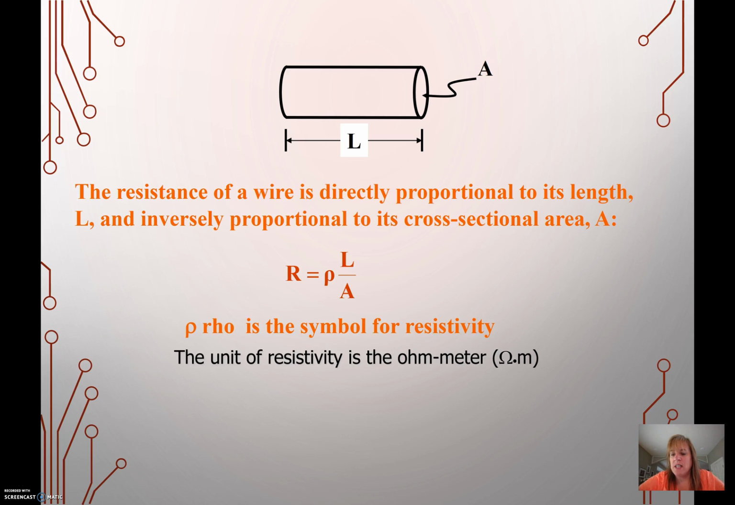By the way, resistivity, I didn't mention this on the slide before. Resistivity, that symbol rho, the unit for it is an ohm meter. That's how we get the ohm in the resistance, ohm.